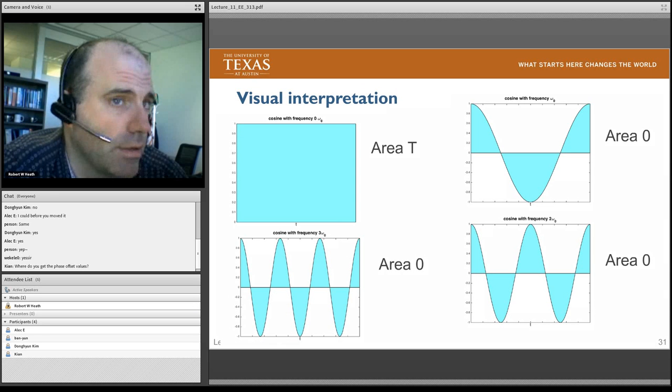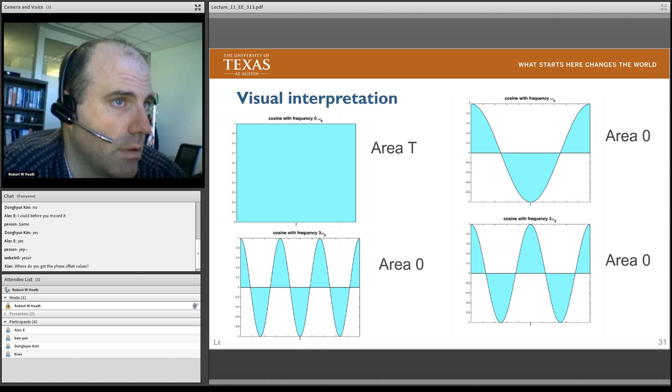So let's look at a visual interpretation of this. So again, what I'm doing is plotting this e to the j k minus n omega naught t. This is actually the real part of it. So if we have 0 omega, the area is T.